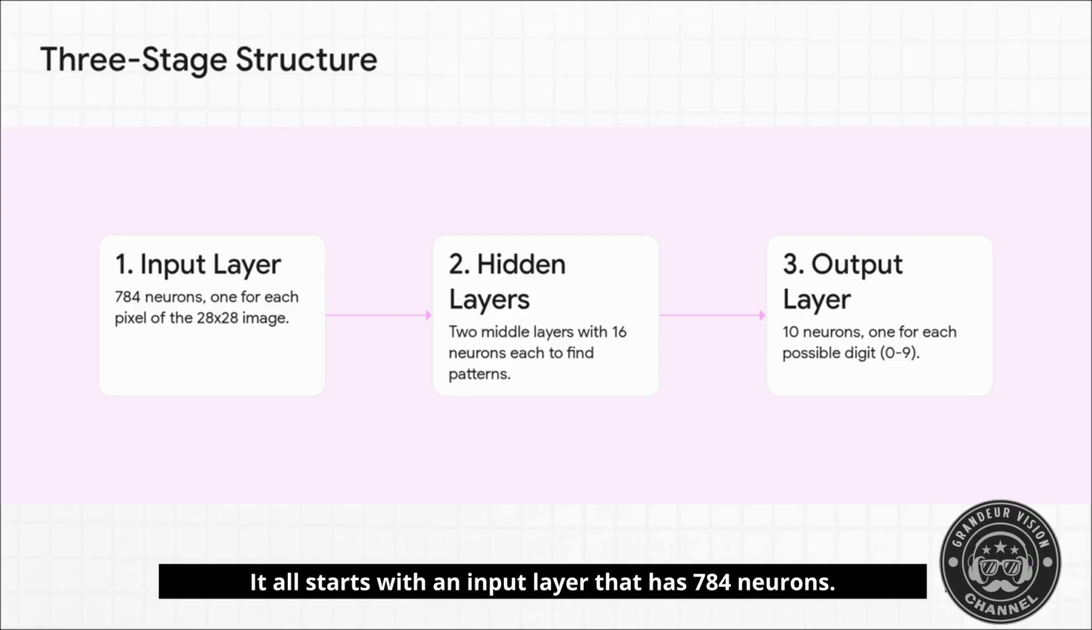It all starts with an input layer that has 784 neurons. That's one for every single pixel in the image. It ends with an output layer of 10 neurons, one for each possible digit, 0 through 9. And then sandwiched in the middle, we have the hidden layers, which is where all the real magic happens. For this network, we're going to use 2 hidden layers, and each of those will have 16 neurons.